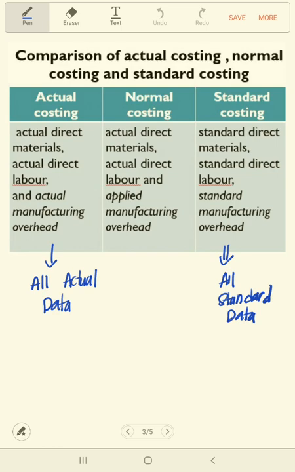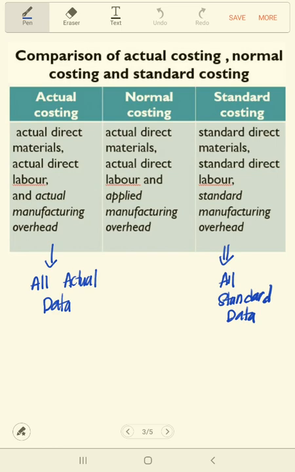Comparison of actual, normal costing and standard costing. Actual costing considers all actual data: actual DML, actual DL, and actual MO. Normal costing uses actual DML, actual DL, and applied MO to calculate our product cost. Standard costing uses all standard data: standard DML, standard DL, and standard MO. Standard here also means estimation, our budgeted data or prediction.